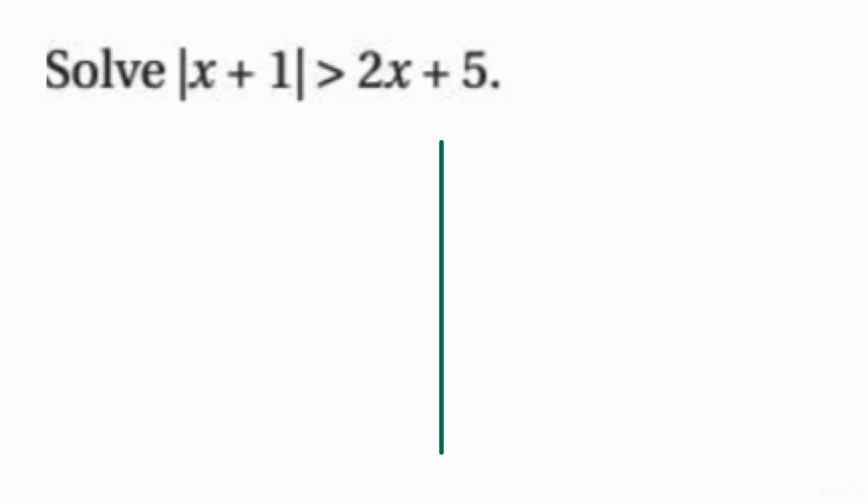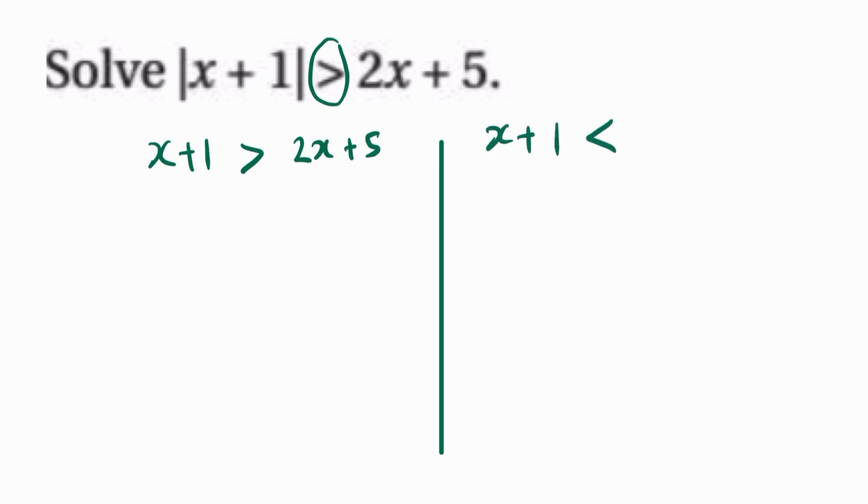The same idea if you have this question: the modulus of x plus 1 larger than 2x plus 5. First of all, you have to look at the sign. So x plus 1 larger than 2x plus 5. That means I need the positive value. So as we solved inequalities before, either x plus 1 is larger than the largest, which equals positive 2x plus 5, or x plus 1 is smaller than the smallest, which equals negative 2x plus 5.